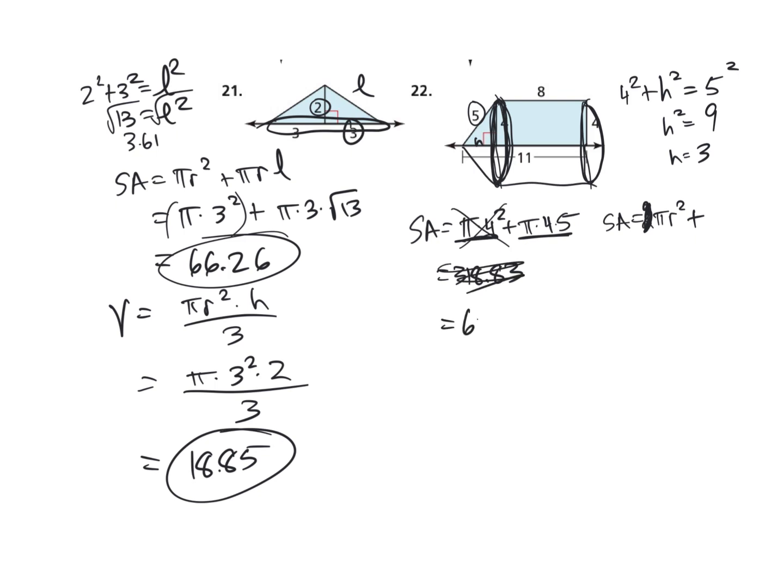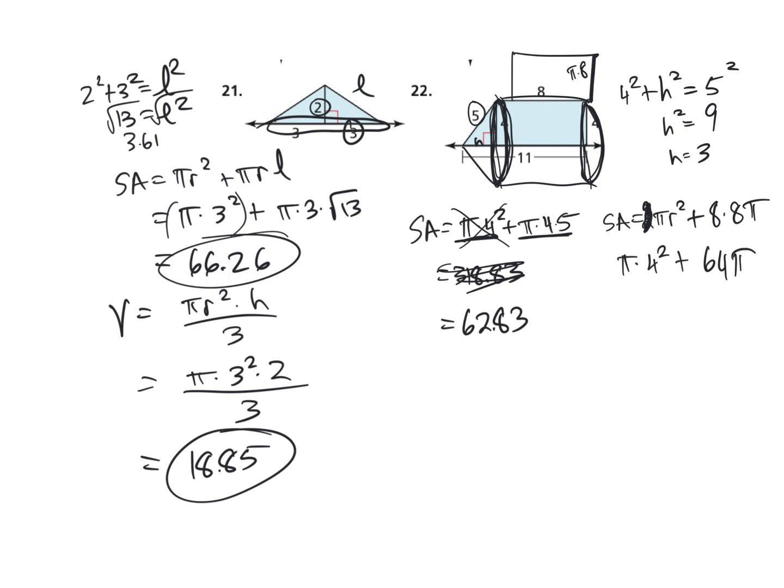So that is 62.83. And again, on this side, you do have one surface of a circle, and then you need the rectangle that is made when this is unrolled. So that's 8, and then the base of this is a circumference, pi times the diameter, which is 8. So 8 times 8 pi, base times height. So now what do we have? Pi times 4 squared plus 64 pi.